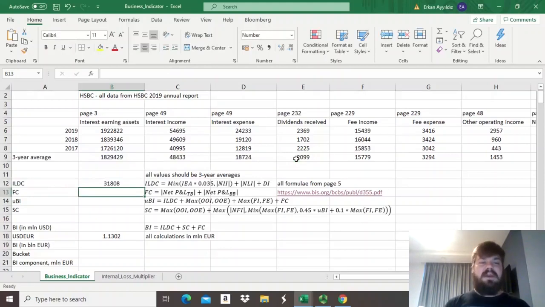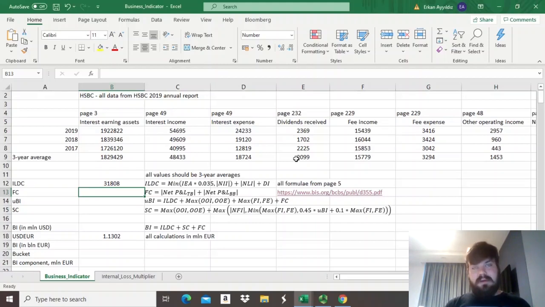So we are done with that. We can see that in $1 million, this component is $31,808 billion. So almost $32 billion regarding the interest, lease, and dividend component. Now, let's consider the financial component.